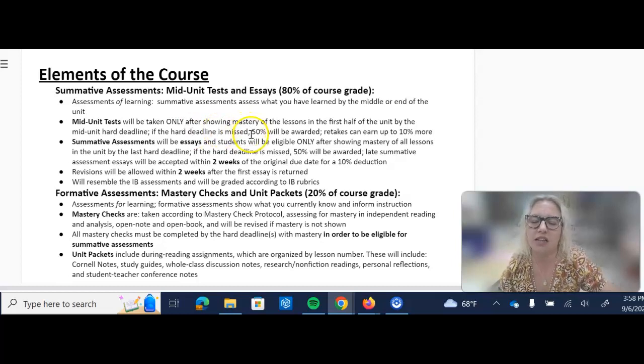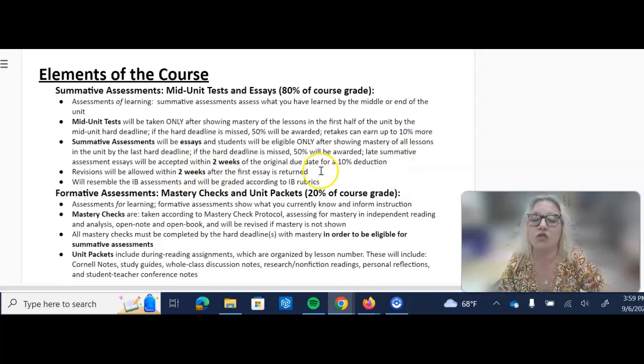And so if that hard deadline is missed, you'll get 50% on that mid-unit summative assessment. Summative assessments at the end of the unit will be essays, and you'll only be eligible for those if you show mastery on the mastery checks by the hard deadline. If you show mastery on all mastery checks by the hard deadline of the end of the unit, but you don't get your essay done on time, you do still have 2 weeks to complete the essay with a 10% deduction. But it's only a 10% off, once. So you can still get 90% potentially on a late essay.